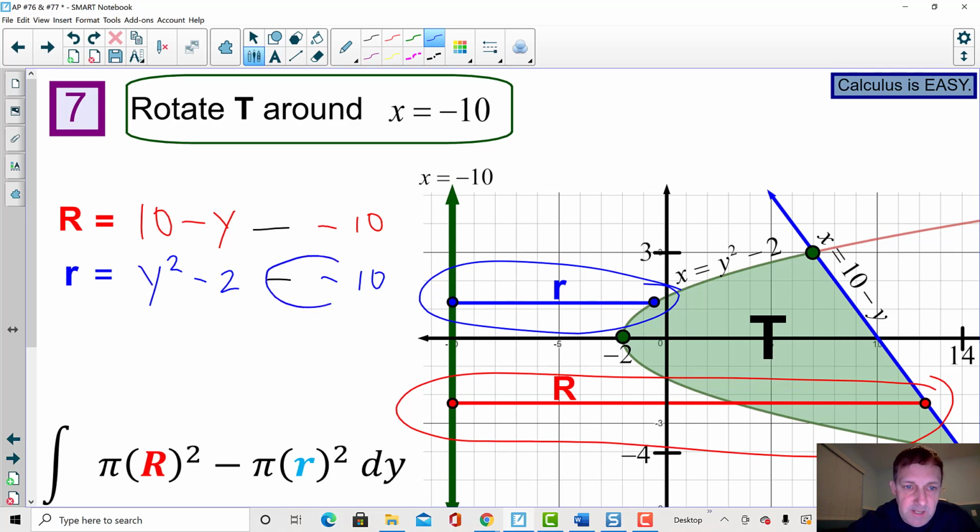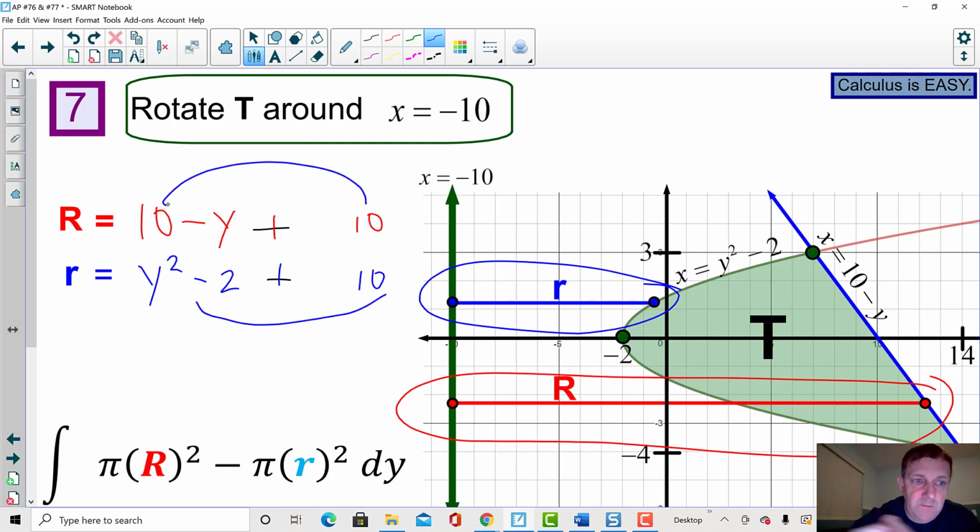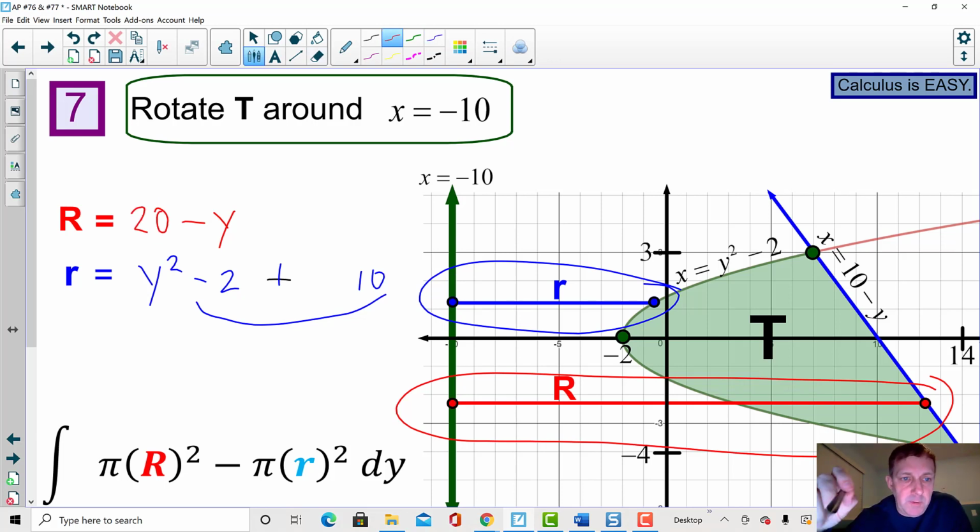Remember, minus a negative is the same thing as a plus, so we can make both of these a plus. And then we can combine these two. We can also combine these two. So the big radius is going to be 20 minus y. Let's fix that. And the little radius is going to be y squared plus 8.